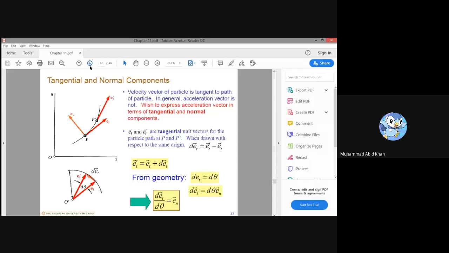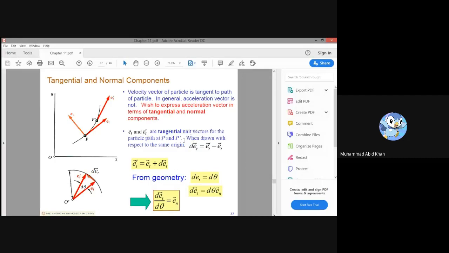Tangential and normal component. The velocity vector of a particle is tangential to the path of the particle. In general, the acceleration vector is not. We wish to express the acceleration vector in terms of tangential and normal components. Here the equation is given.